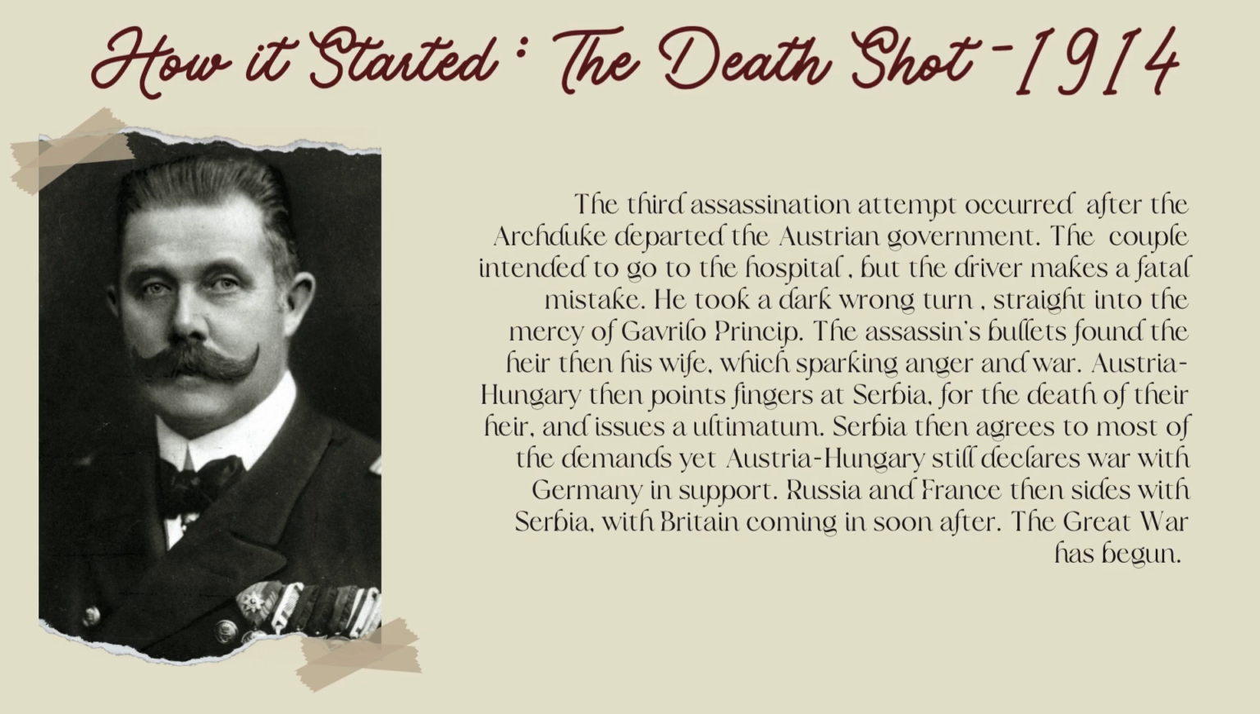The third assassination attempt occurred after the Archduke departed the Austrian government. The couple intended to go to the hospital, but the driver made a fatal mistake. He took a wrong turn straight into the mercy of Gavrilo Princip. The assassin's bullets found the heir, then his wife, sparking anger and war.